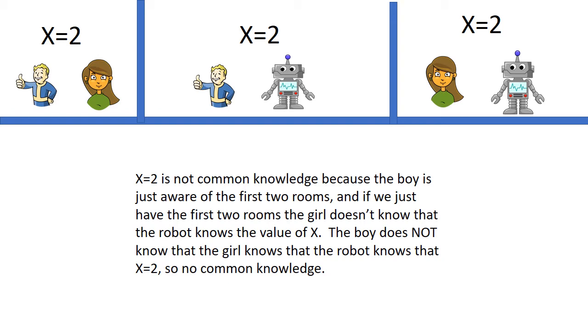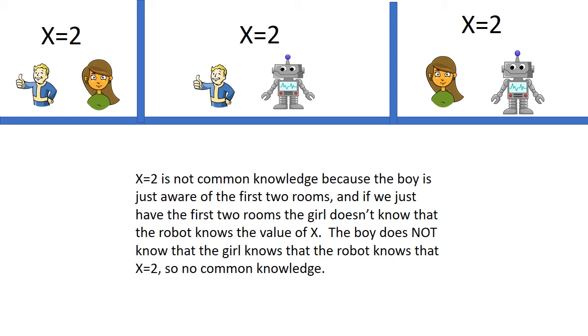Now, the boy is going to try to figure out what's going on in the girl's brain. So remember, for something to be common knowledge, the boy has to know that the girl knows that the boy knows that the robot knows, and whatever combination you want, that x equals 2. So again, from the point of view of the boy's brain, we just have the first 2 rooms.